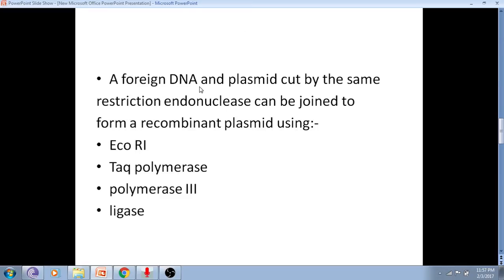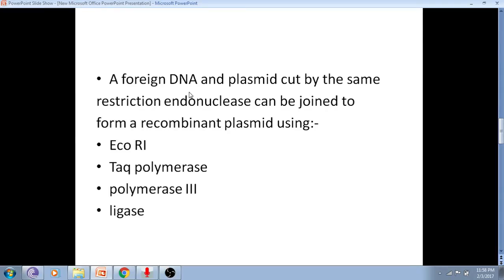Next question is from biotechnology. It is a very important topic in NEET or in AIIMS, because many researches are being done nowadays on gene therapy and stuff like that. So they tend to ask about this a lot. Let's see what I can grab from the question here. A foreign DNA and plasmid cut by the same restriction endonuclease can be joined to form a recombinant plasmid using. This is the question. I am not reading the options right now.